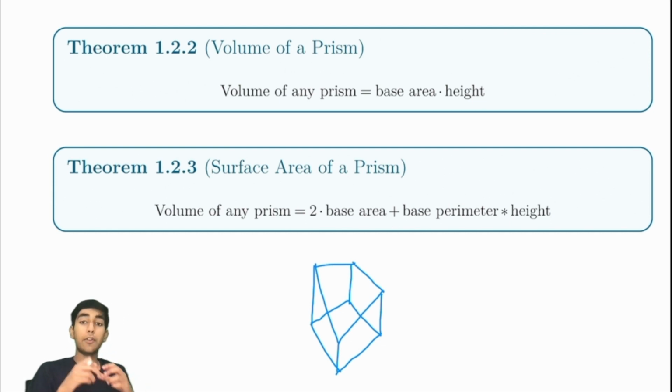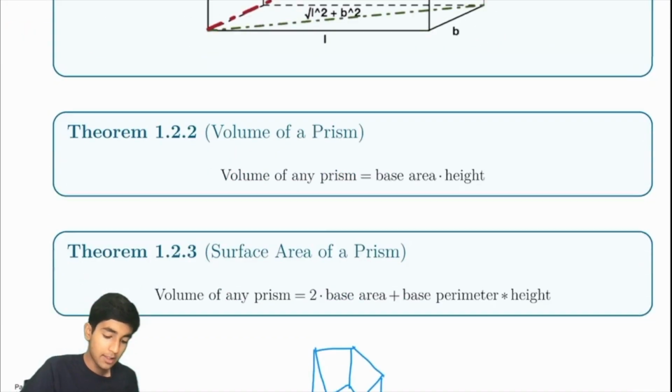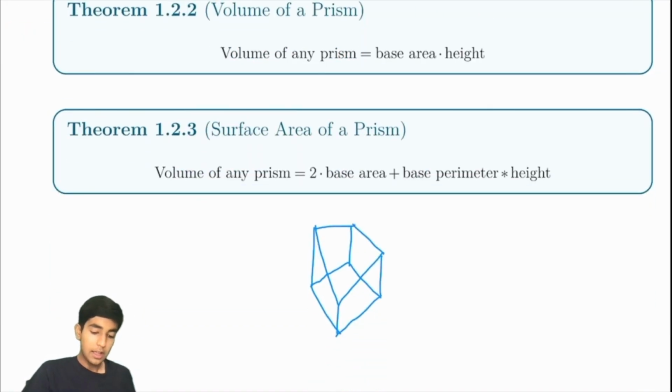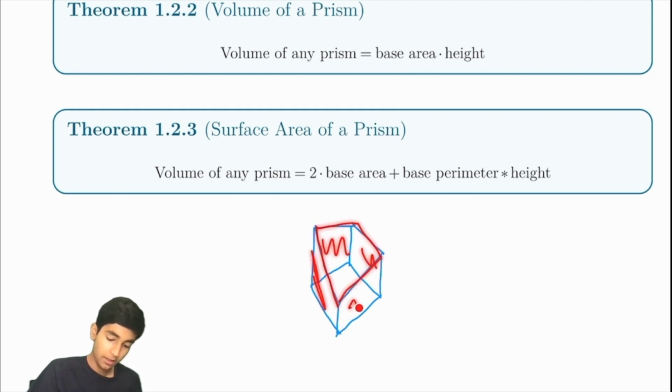And the key definition of a prism is that the two bases are parallel. So the two bases of a prism are always parallel. So to find the surface area, we just find the base area, 2 times that, one for the top and one for the bottom. And then we multiply the height, which is constant throughout the whole prism, times the perimeter of the base. And that gives the lateral surface area.